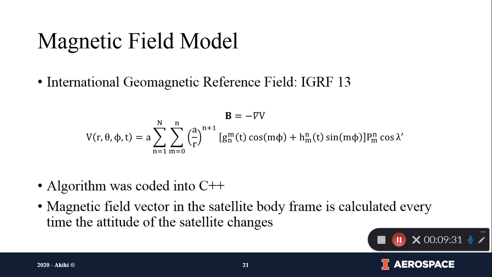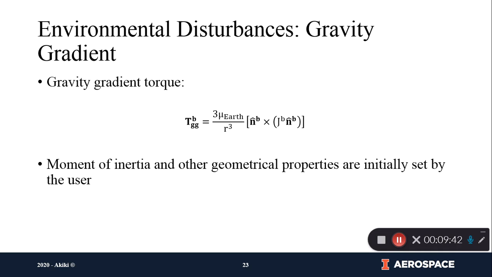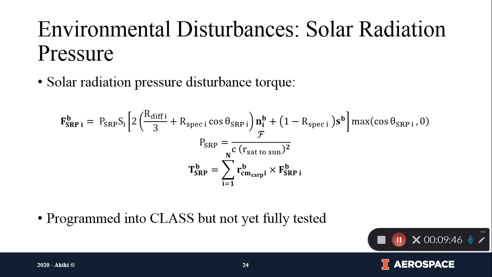The magnetic field model we have in CLASS is the IGRF 13th edition. We also include the environmental disturbances. We have the aerodynamic torque and the gravity gradient torque. Solar radiation pressure is, as of today, included in the CLASS software but has not been fully tested yet. We are currently working on it.